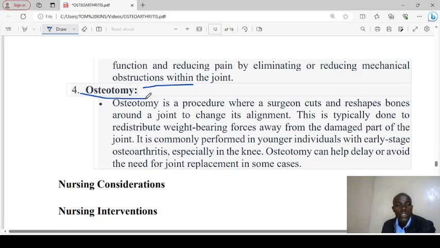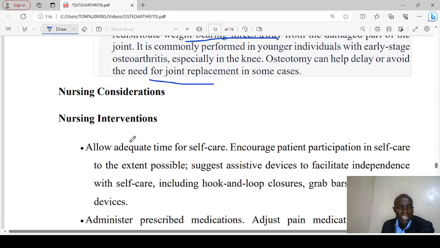Lastly, we have osteotomy. Osteotomy is a procedure where the surgeon cuts and reshapes bones around a joint to change its alignment. This is typically done to redistribute weight-bearing forces away from the damaged part of the joint. It is commonly performed in younger individuals with early stage osteoarthritis, especially in the knee. So osteotomy can help delay or avoid the need for joint replacement in some areas.